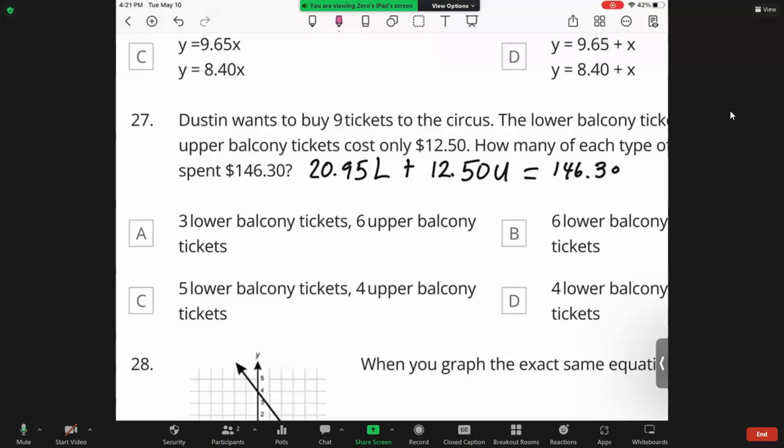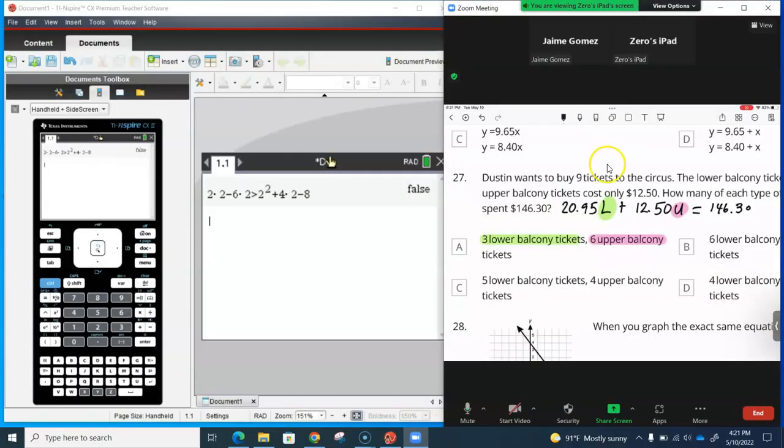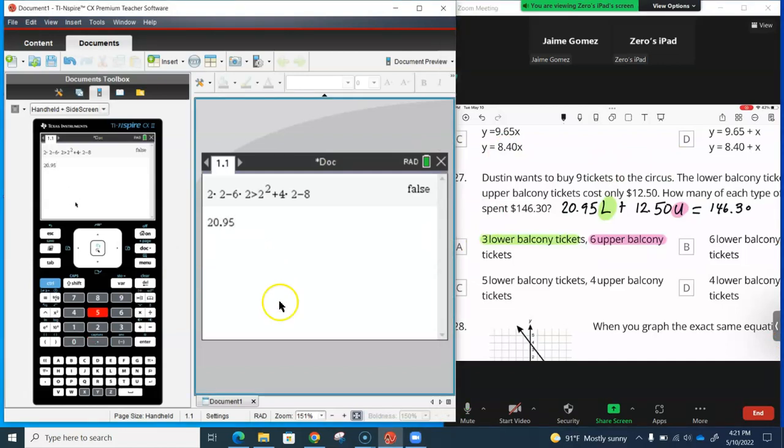Well, let's plug it in, right? This has 3 lower. Plug in 3 right there. And then this one over here says 6 upper. So I'm going to put 6 right there and see if that works. So on the calculator, 20.95 times 3 for the lower plus 12.50 times 6 for the upper. If I get 146.30, I'm done. Okay, I did not get 146.30, so the A is wrong. Okay, we'll go to the next one now.